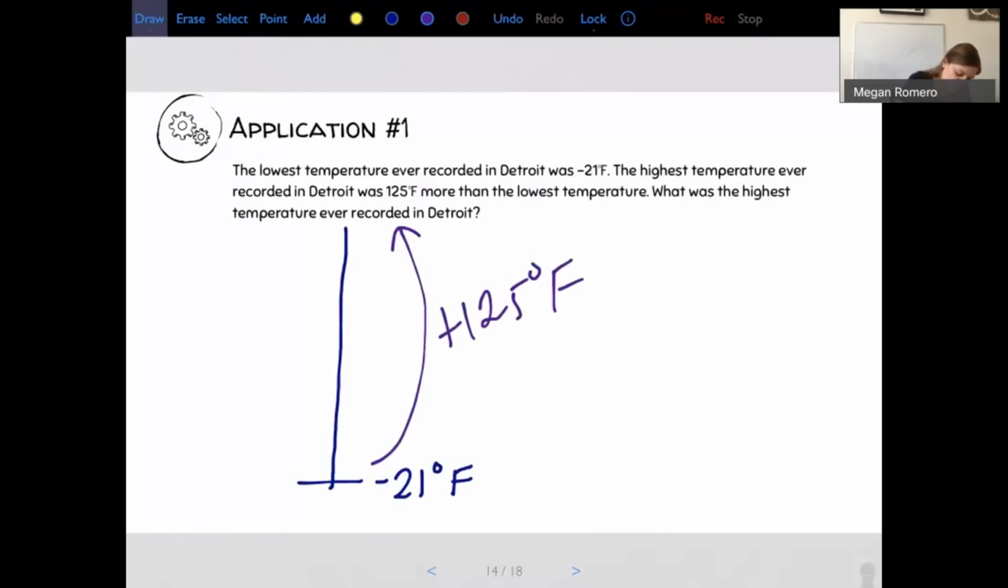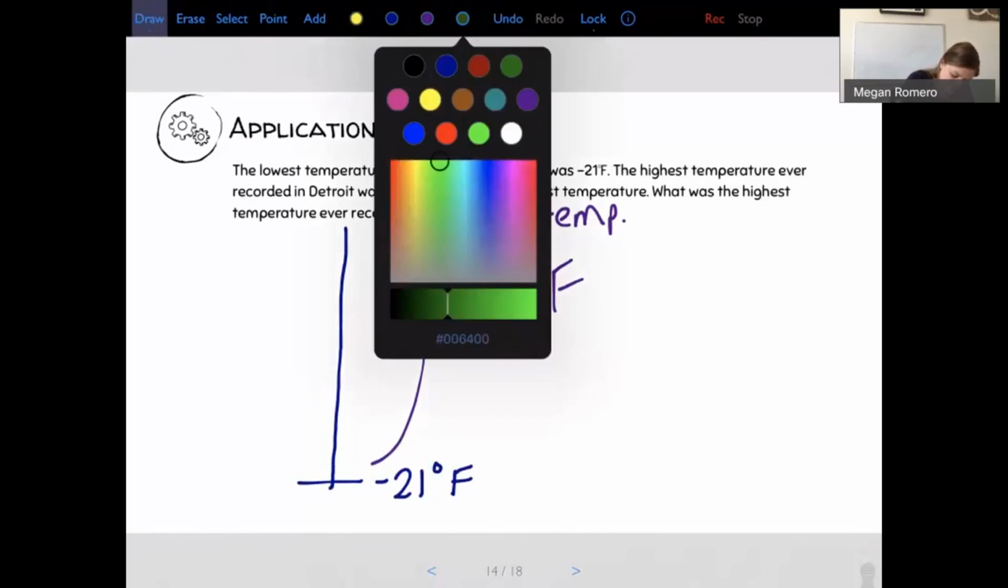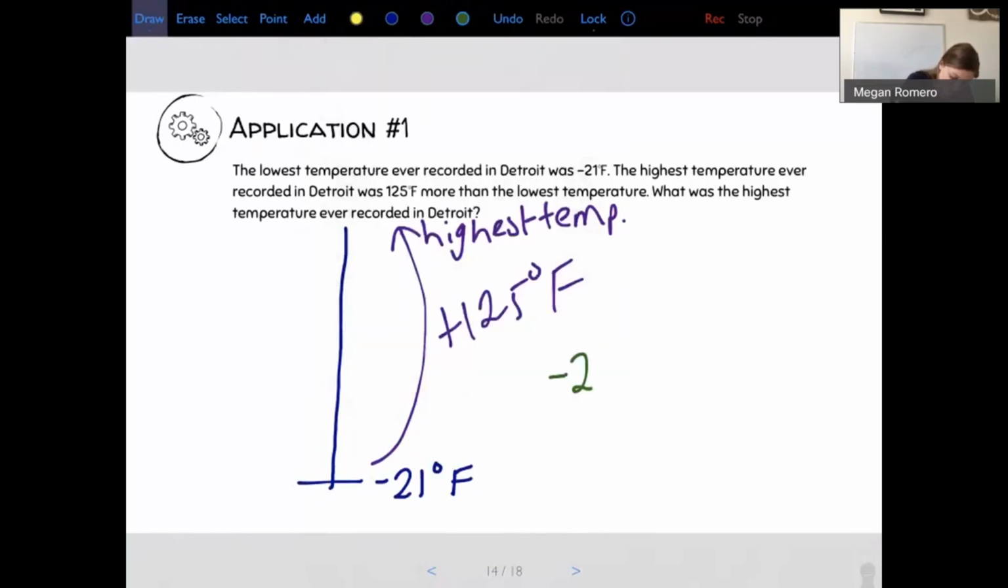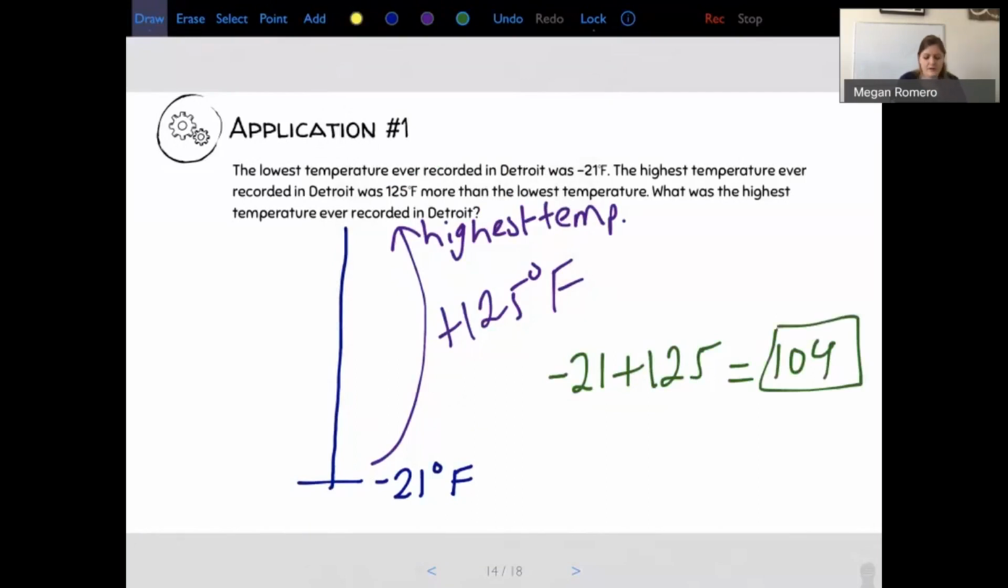And this will give us our highest temp. Okay, so the math for this problem would then be negative 21 plus 125, which is equal to 104. Now review the problem and make sure that your answer makes sense.